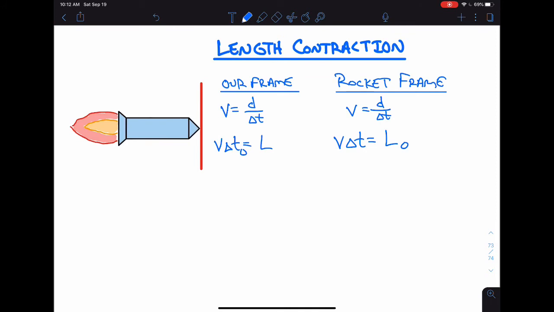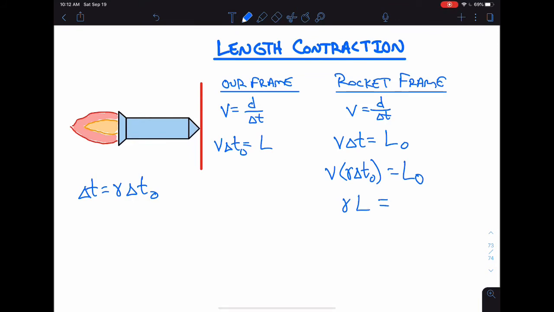Now remember, from time dilation, we know that delta T is gamma delta T naught. Okay, so I can come over here to this formula. I can make the substitution. So this is V times gamma delta T naught. Okay. But I know that V times delta T naught is just L. And so I get gamma times L equals L naught. And remember, gamma is greater than or equal to 1.